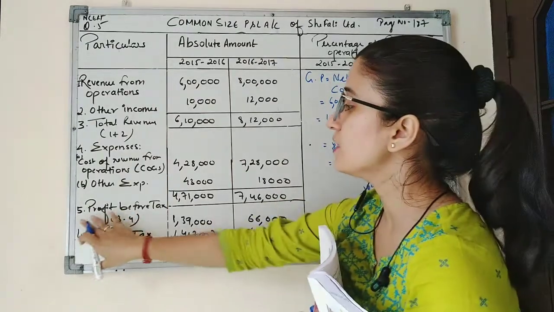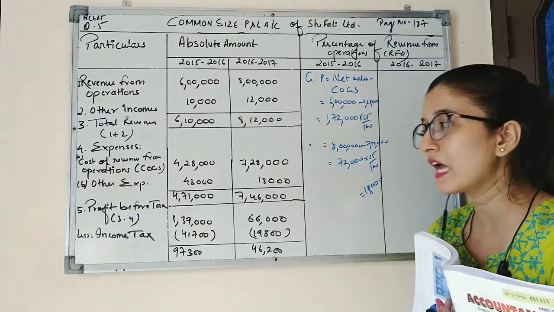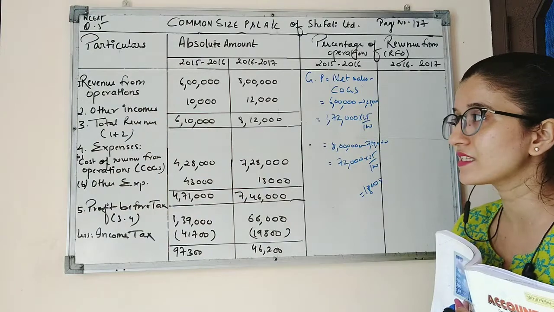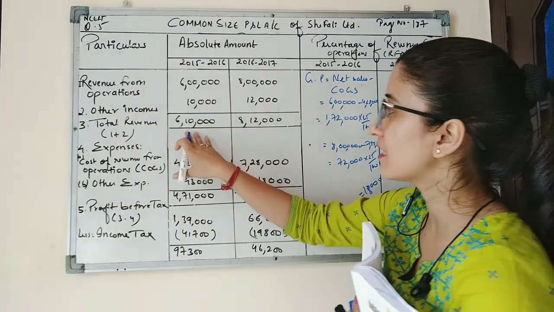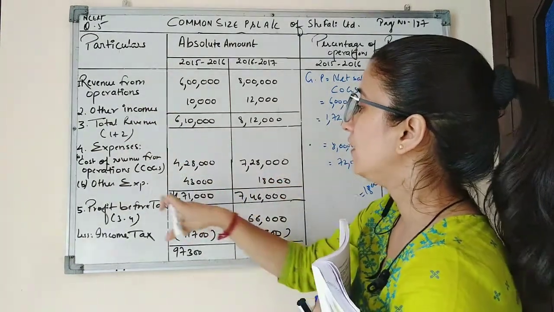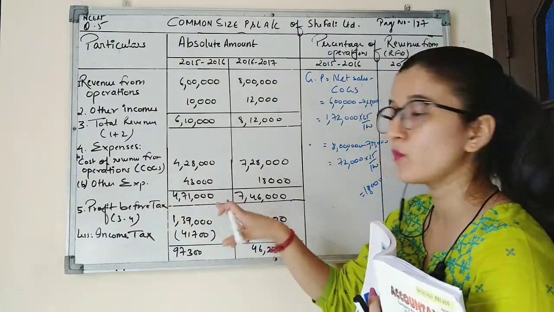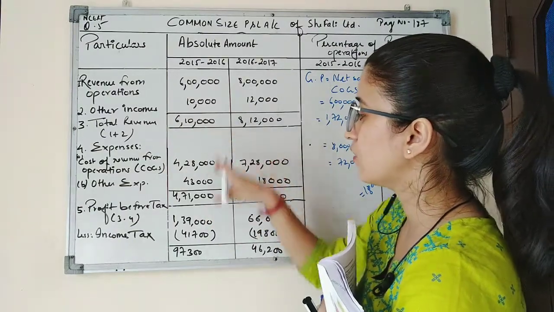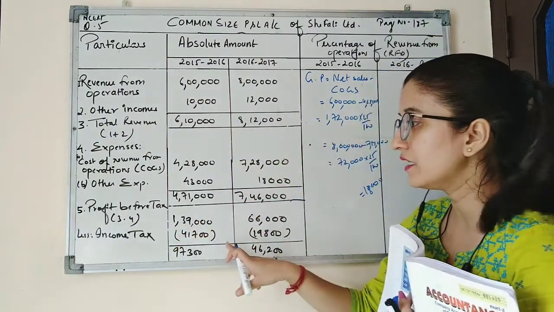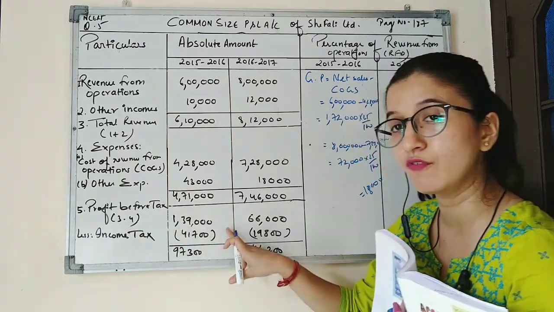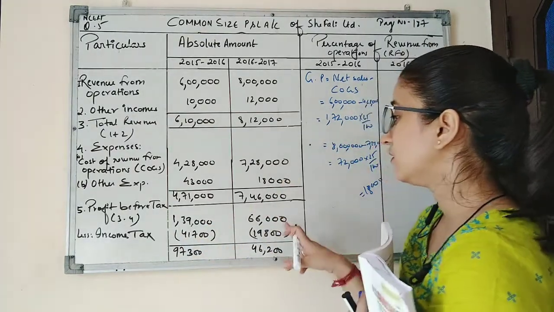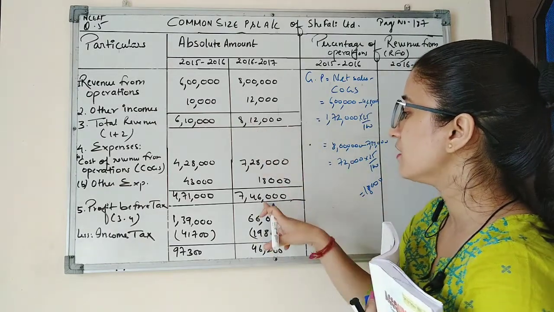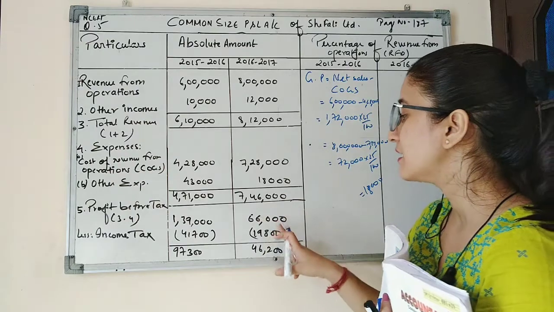Now the fifth heading is profit before tax. How is profit calculated? We subtract total expenses from total revenue. Total revenue was 6,10,000 in the previous year and total expenses was 4,71,000. Subtracting 4,71,000 from 6,10,000, we get 1,39,000 profit. This profit is profit before tax. And profit before tax in the current year will be 8,12,000 minus 7,46,000. We will get 66,000.